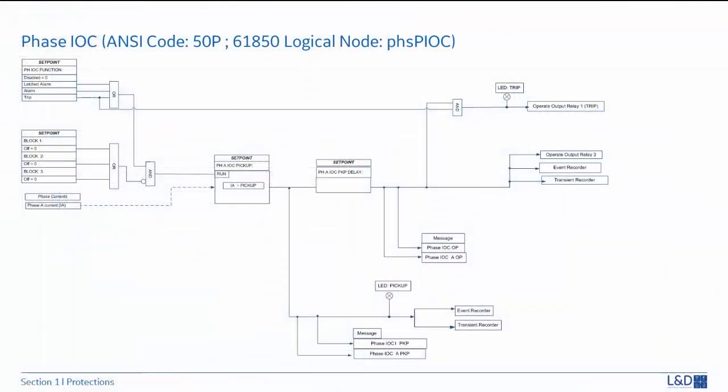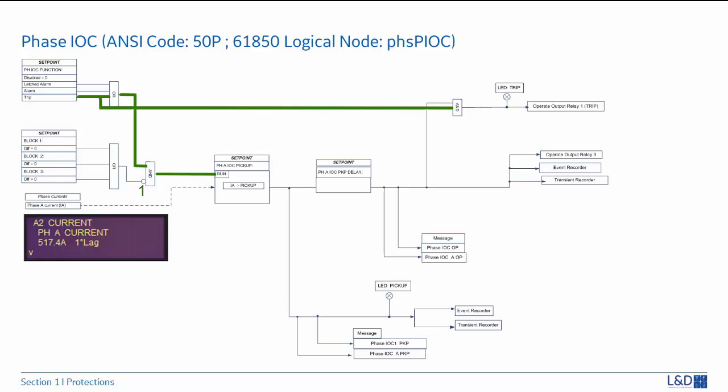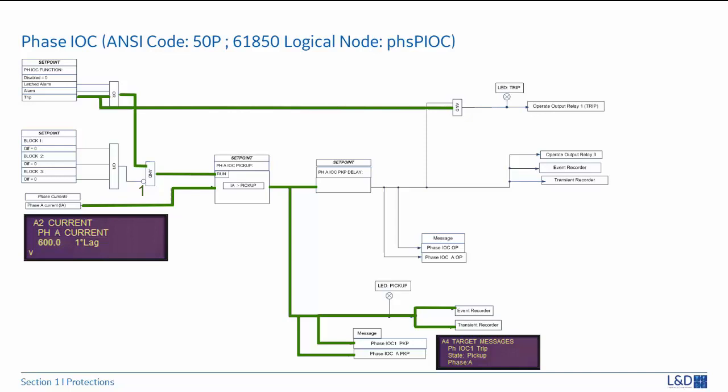One picture worth 1,000 words. Let's take a look at the simplified logic diagram of phase IOC and see how they are working internally. When function is set to trip, if no block inputs asserted, then it will pass the AND gate. When phase A input current increased to the pickup level, phase IOC pickup operand will turn on target message, LED, event and transient recorder.